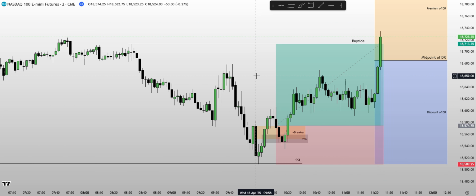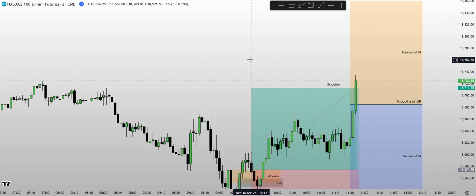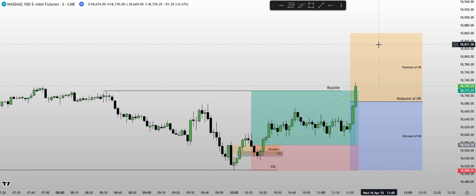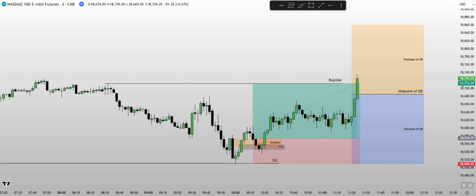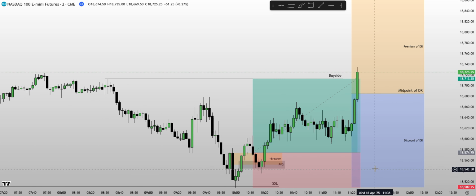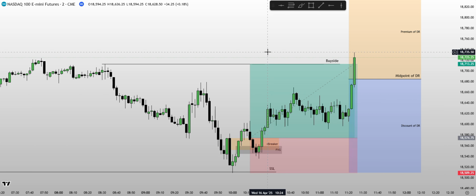You're using that dealing range to measure where you are in terms of price. Are you in an optimal place to take a long? Because in this half here, the premium, that is not always optimal to catch a long. You're better off looking for longs in the discount of that dealing range. And so this is how you can use dealing ranges to your advantage. And I'll provide another example.